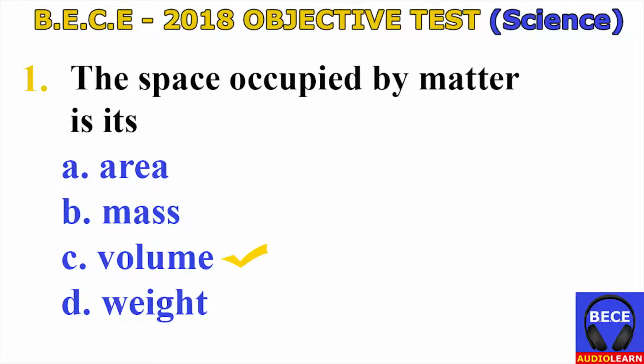B.E.C.E. Integrated Science 2018 Objective Test. Number 1. The space occupied by matter is its A. Area, B. Mass, C. Volume, D. Weight. And the answer is C. Volume. The space occupied by matter is its volume.